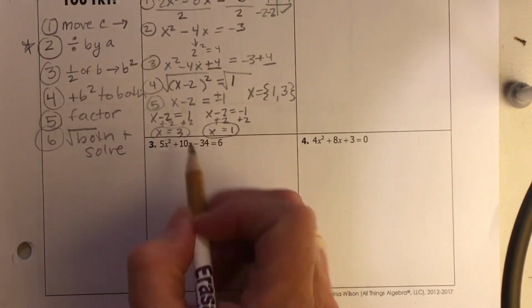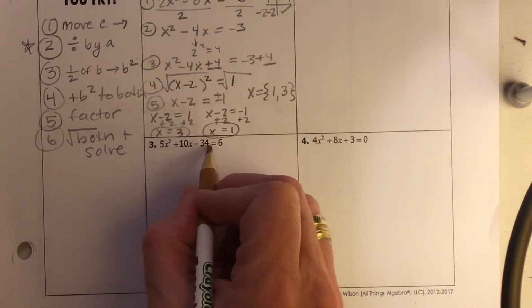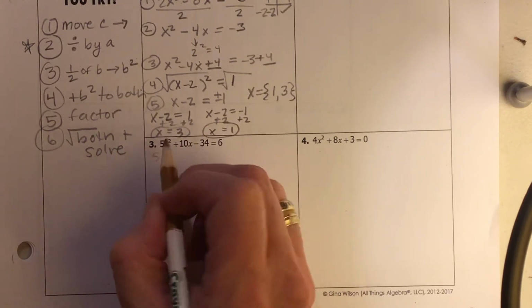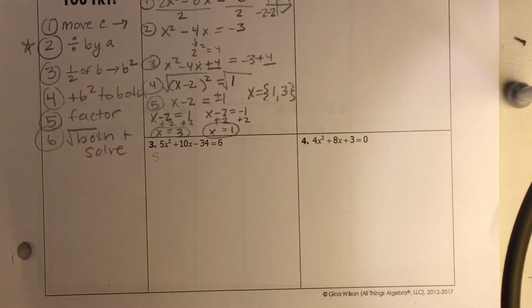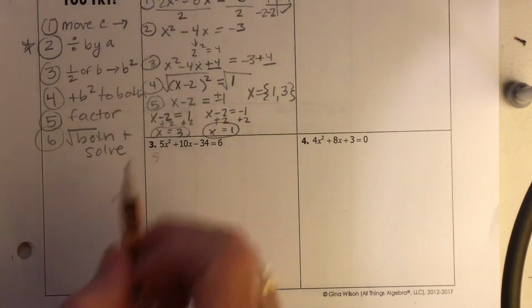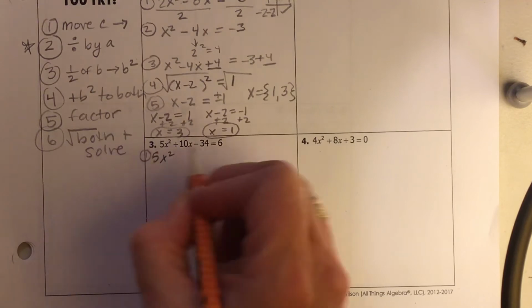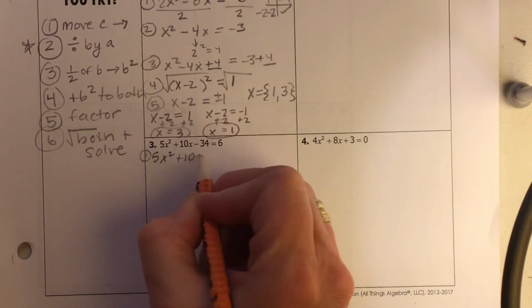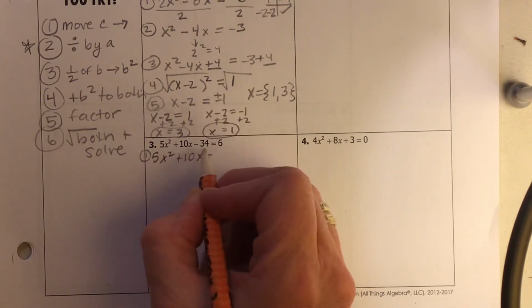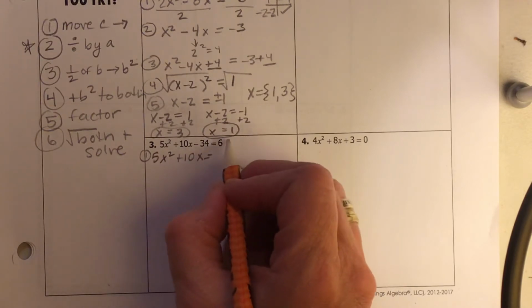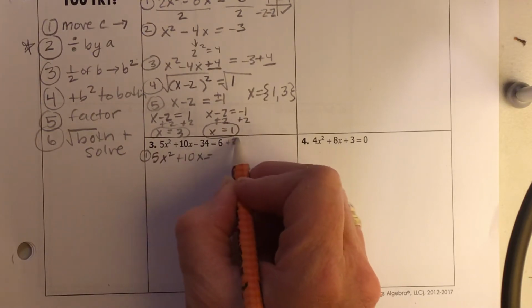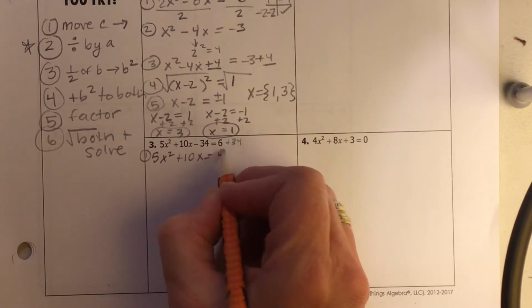Okay, so let's go for it. Let's try to let go of our scaffolding now a little bit. So I'm going to move the C over. 5x squared plus 10x equals, and I'm going to add 34 to both sides. So 6 plus 34 is 40.